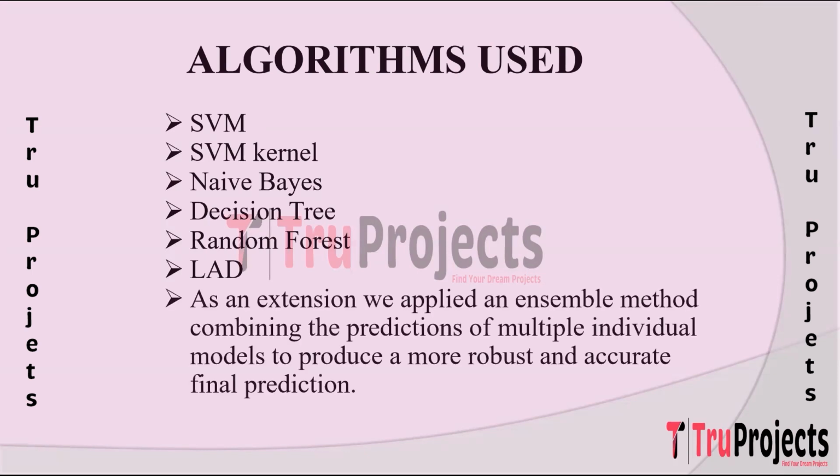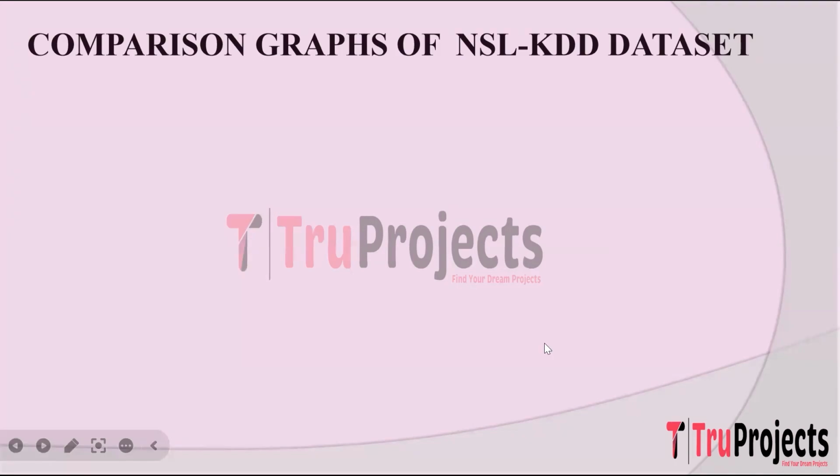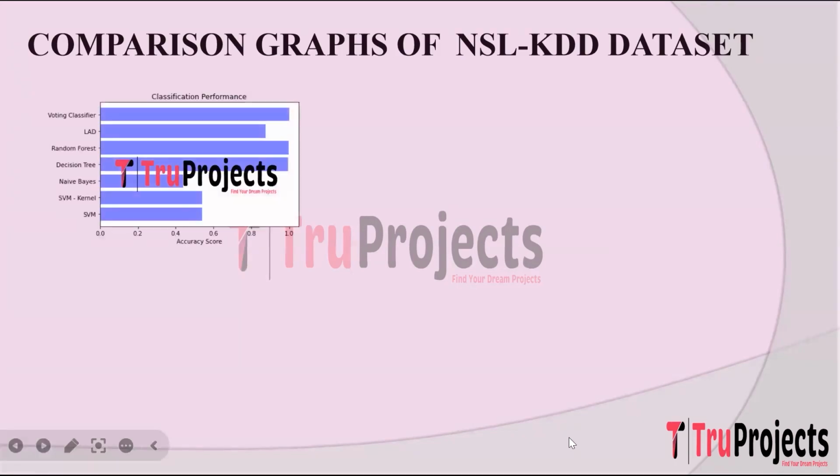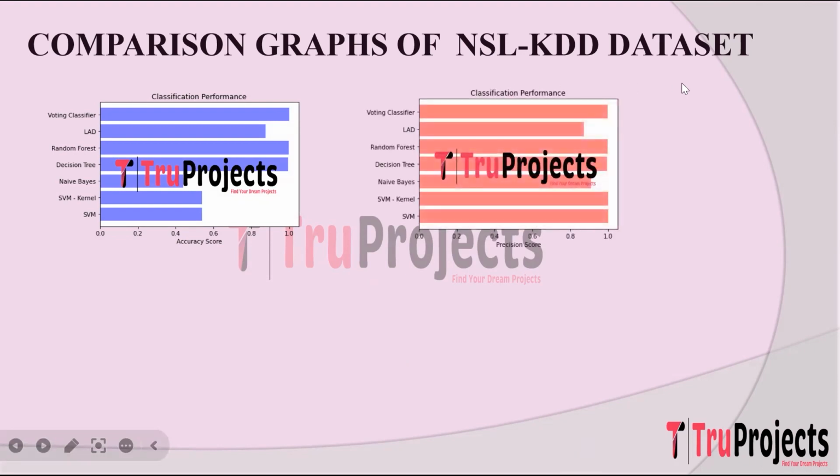As an extension, we applied an ensemble method combining the predictions of multiple individual models to produce a more robust and accurate final prediction. Comparison graph. The comparison graph offers a visual breakdown of how a model performs across essential evaluation metrics. These are the comparison graphs of the NSL KDD dataset.